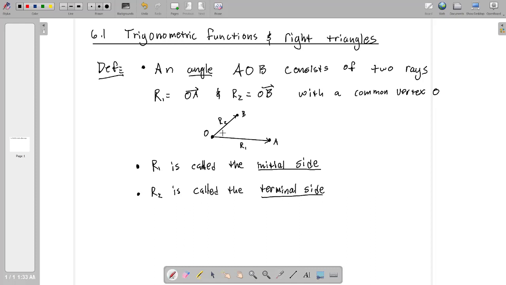Now what this means is that we're going to end up rotating from R1 to R2, and we're going to get into that definition in a second. So our angle starts here on this side, which is the initial side, and it ends here on the terminal side. And it does matter. You might think it doesn't matter because what does it matter if we start here and end here, or start here and end here? We would have the same angle, right? That's actually wrong. We'll get into that in a second.